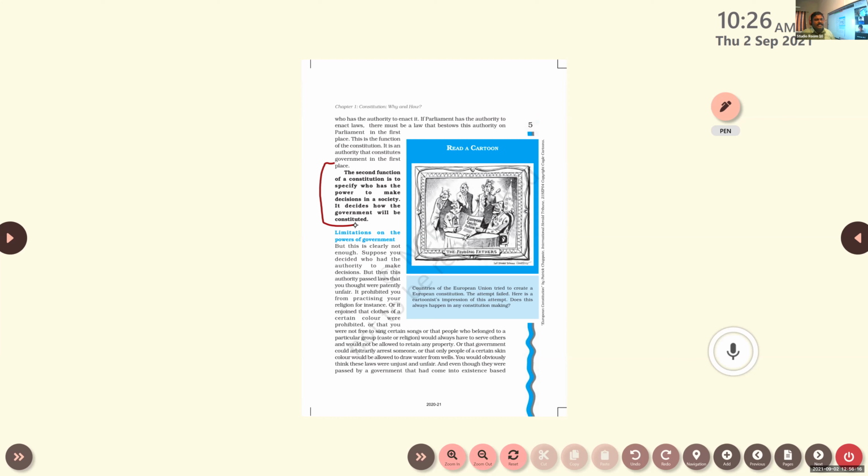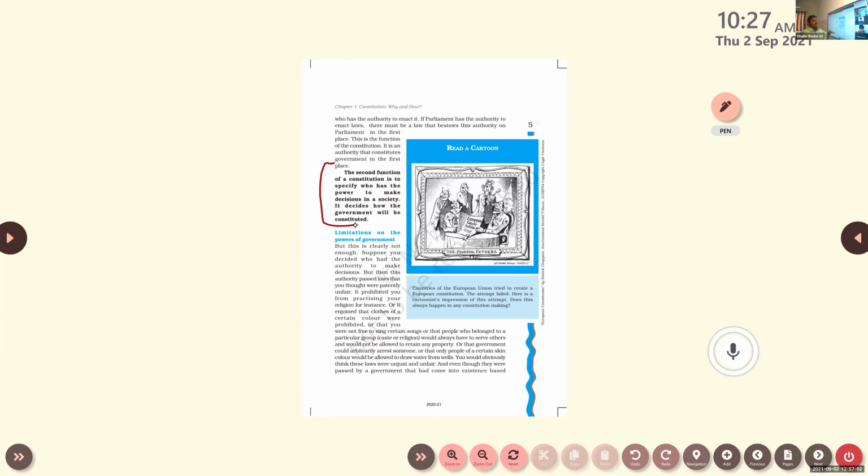So each and every level of these governments has some special powers. Clear? Central government will not interfere in the powers and functions of the state, and the state government will not interfere in the powers and the functions of the central government. All these powers are mentioned in the constitution, and the constitution specifies the powers of all these levels of the government. You can see here. The second function of the constitution is to specify who has the power to make a decision in a society. Clear or not? Whether it is a central, state, or the local self-government.